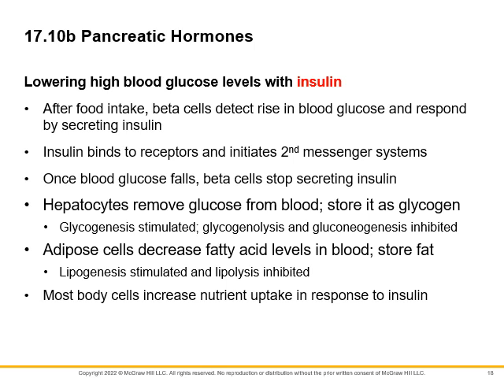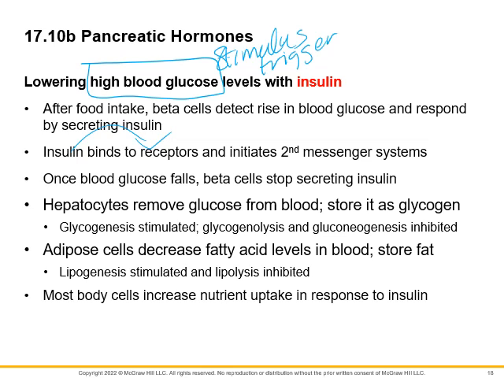So the stimulus trigger for insulin to be released is high blood glucose. If your blood glucose levels are high, insulin is going to be stimulated to be released from the pancreas. The insulin is going to bind to receptors. It's going to cause glucose to be removed from the blood. Maybe that's a better way to say it.